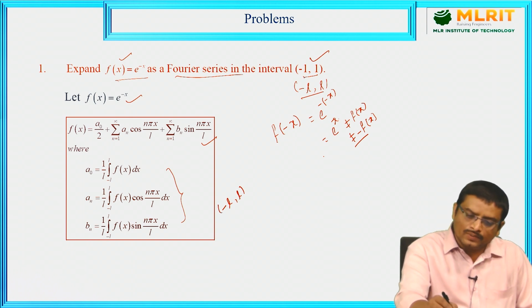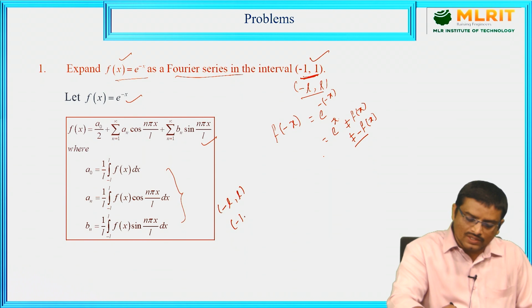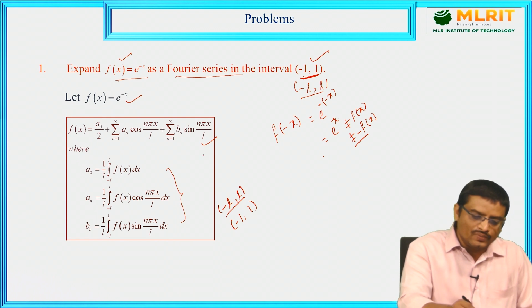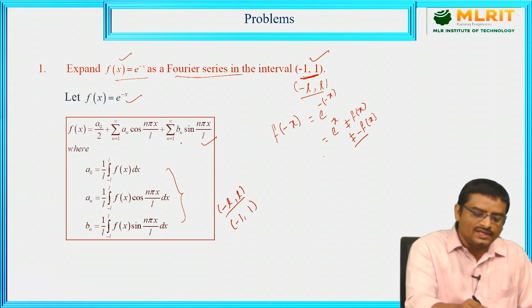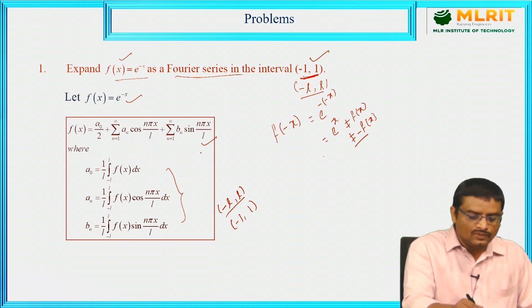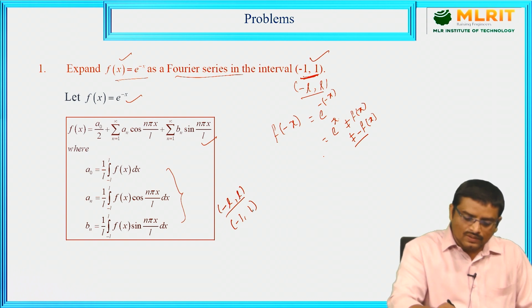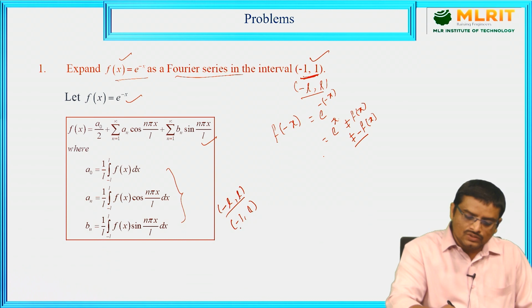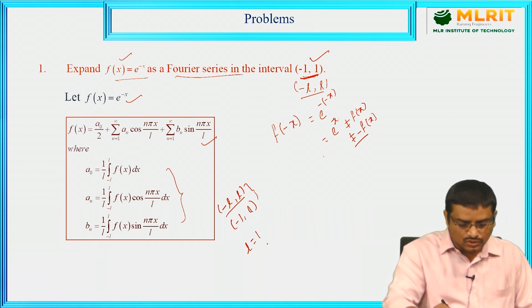But in our given problem, the given interval is minus 1 comma 1. Since the standard interval is minus L comma L, we have taken these standard formulas in terms of L. But in our problem, the given interval is minus 1 comma 1. So, equate these two intervals and get the value of L. By equating this, we get that the value of L is equal to 1.